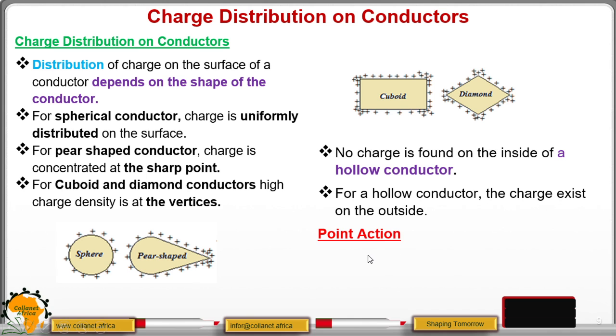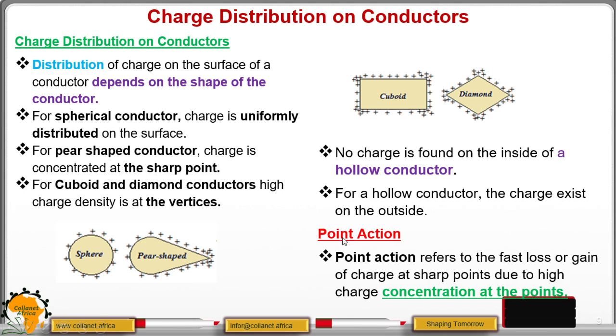Then from there we have the point action. We need to define this term, and this one refers to the fast loss or gain of a charge at sharp points. Remember, we have seen that the sharp point contains high charge density, and because they have high charge density, you'll find that they can either lose or gain these charges very fast. And when they do so, that is what we now call the point action. And the reason why they are able to lose or gain the charges is because there is what we call high charge concentration at those points.